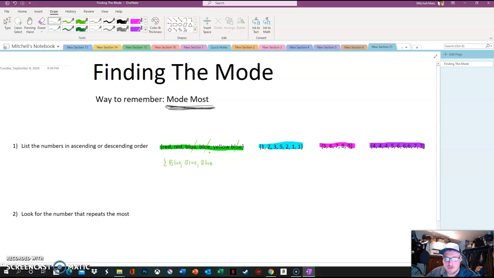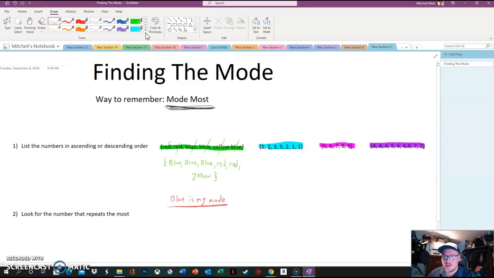I'm going to cross them out, 3 blues. And then R goes next, so red, red, and then yellow. So red, red, yellow. Now I just look for the one that repeats the most. I see that blue repeats 3 times, red repeats 2 times, and yellow repeats 1 time. So blue is my mode, because blue repeats the most. It is the one that repeats the most. And again, this is measuring the center of data, just in a different way.